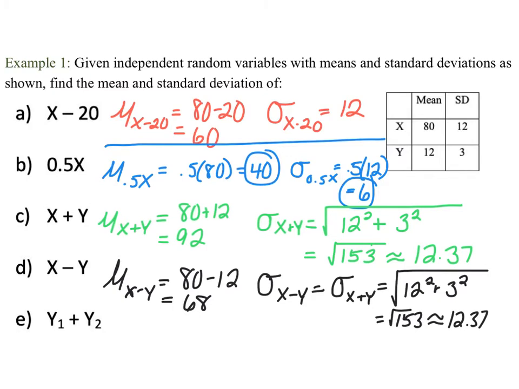And lastly, in my algebraic example, I'm showing you y1 plus y2. So this means that I'm combining this random variable with itself.